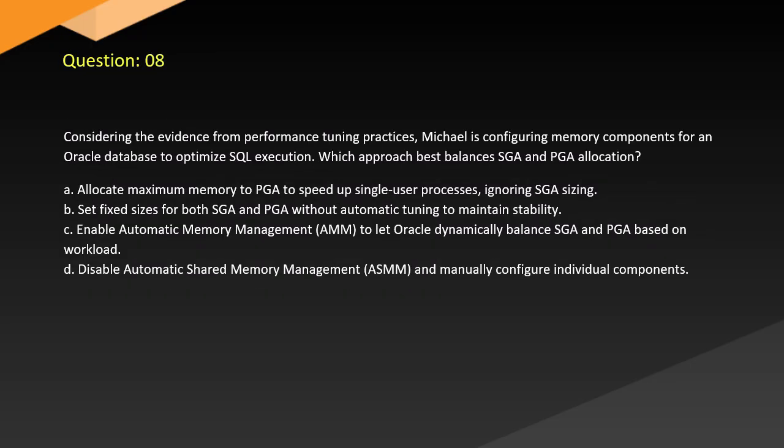Question 8. Considering the evidence from performance tuning practices, Michael is configuring memory components for an Oracle database to optimize SQL execution. Which approach best balances SGA and PGA allocation? A. Allocate maximum memory to PGA to speed up single-user processes, ignoring SGA sizing. B. Set fixed sizes for both SGA and PGA without automatic tuning to maintain stability. C. Enable automatic memory management (AMM) to let Oracle dynamically balance SGA and PGA based on workload. D. Disable automatic shared memory management (ASMM) and manually configure individual components.